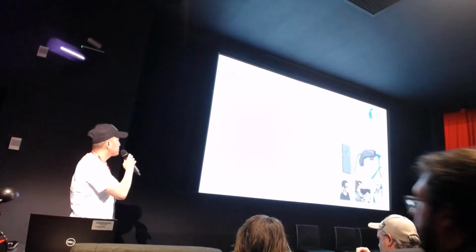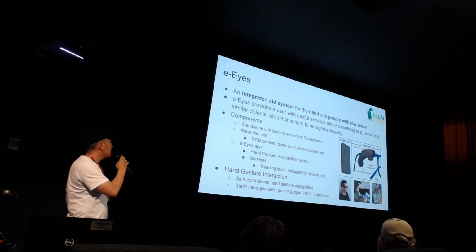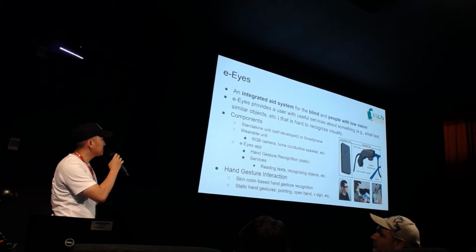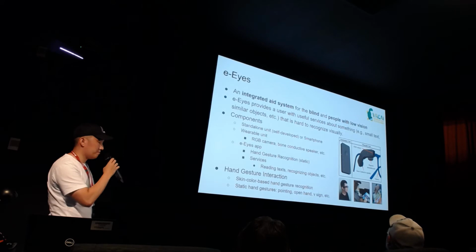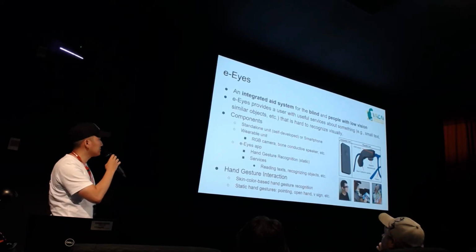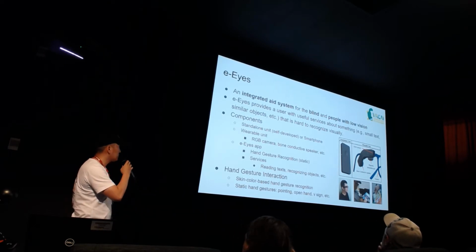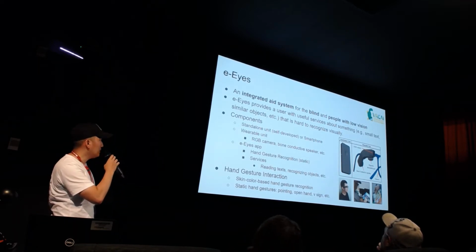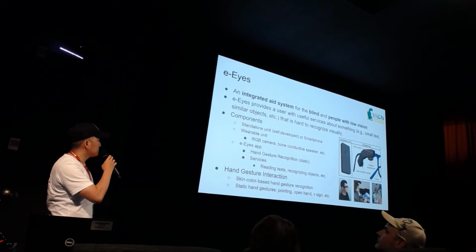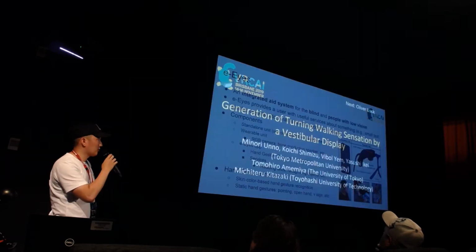Let me introduce an integrated AD system called EIs. EIs is a wearable device attached to glasses. EIs was developed for the blind and people with low vision. EIs provides useful services such as reading text and recognizing objects, and it includes hand gesture recognition technology. Thank you.